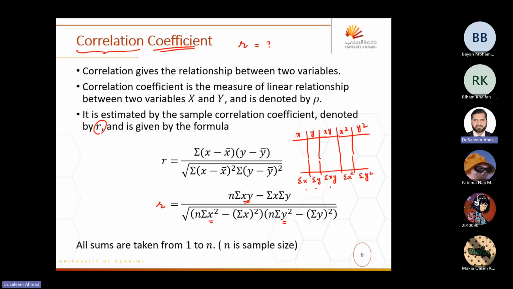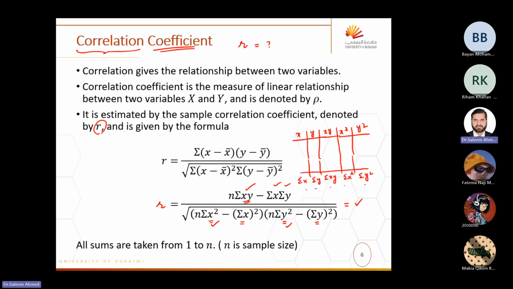So I have 1, 2, 3, 4, 5 values here. I can replace 1, 2, 3, 4, 5. And this is the same sum of X, sum of Y. So if you replace all the values here, you will get the answer as a number.